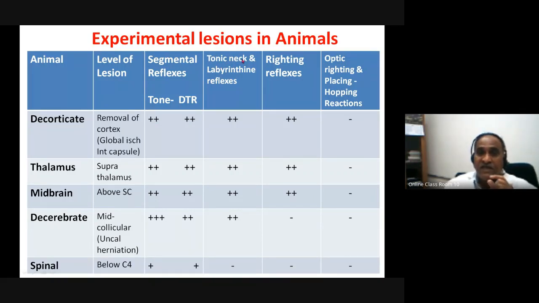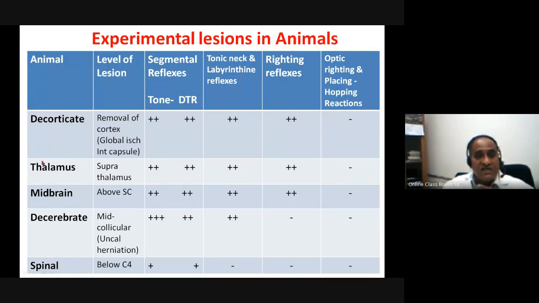In the case of the tonic labyrinthine reflexes, they become exaggerated because they are not suppressed. The righting reflexes remain, excepting the visual or optic righting reflexes. The optic righting reflex and the hopping and placing reactions are absent because they operate at the cortical level.